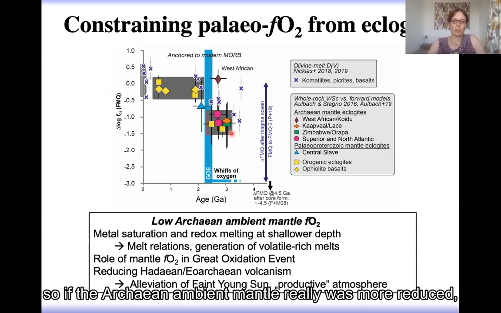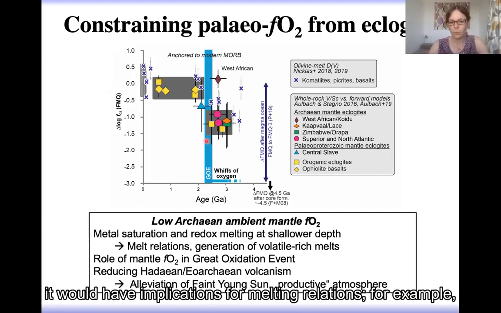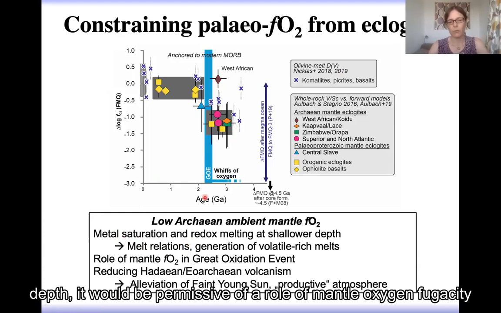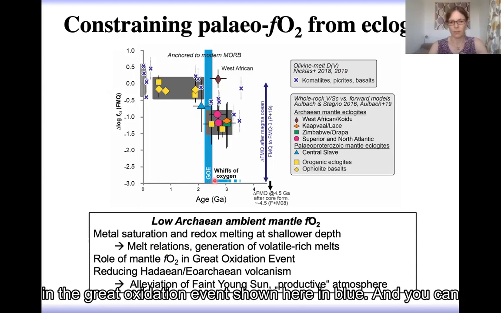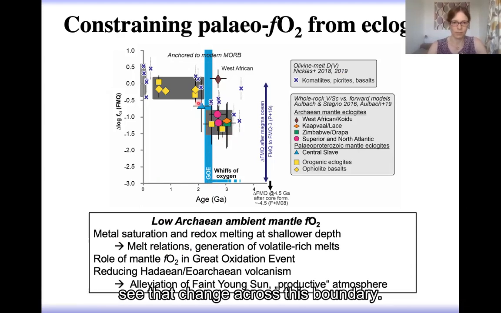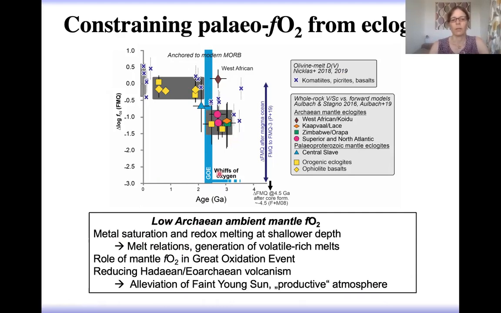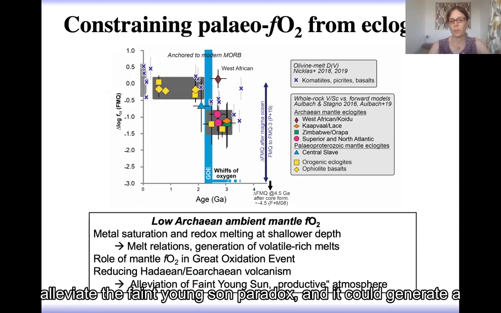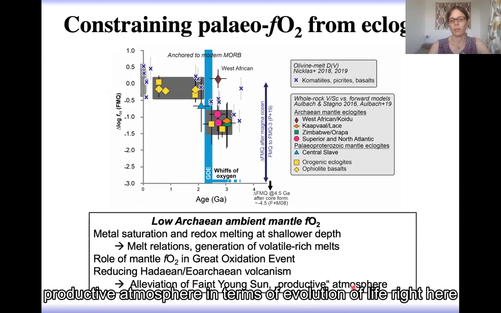And so if the Archean ambient mantle really was more reduced, it would have implications for melting relations. For example, metal saturation and redox melting would occur at shallower depths. It would be permissive of a role of mantle oxygen fugacity in the Great Oxidation Event, shown here in blue. And you can see the change across this boundary. Also, if from these reduced gases in Hadean and Eoarchean time, methane was formed catalytically, for example, this could alleviate the faint young Sun paradox, and it would generate a productive atmosphere in terms of evolution of life right here on Earth.